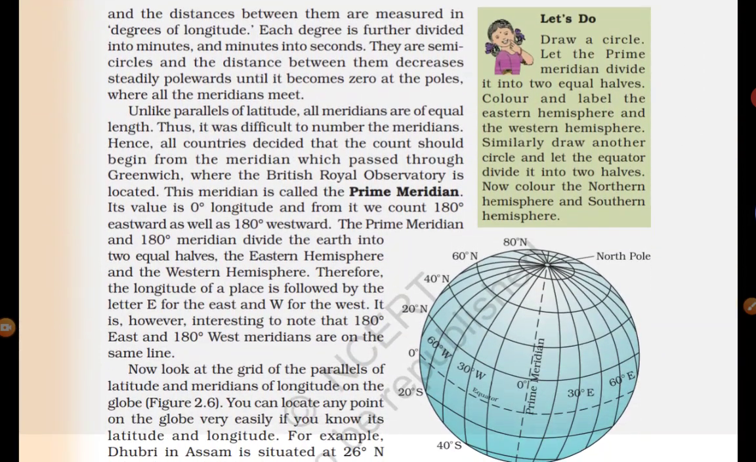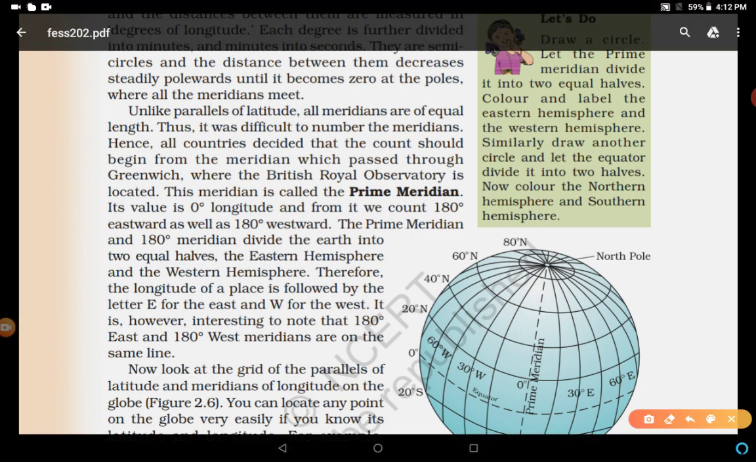Unlike parallels of latitude, yesterday we discussed that latitudes are not equal in length, because in the polar regions their distance decreases, because in the polar regions the circle decreases in this way. But longitudes have equal length. Thus it was difficult to number the meridians, hence all countries decided that the count should begin from the meridian which passes through Greenwich, where the British Royal Observatory is located.